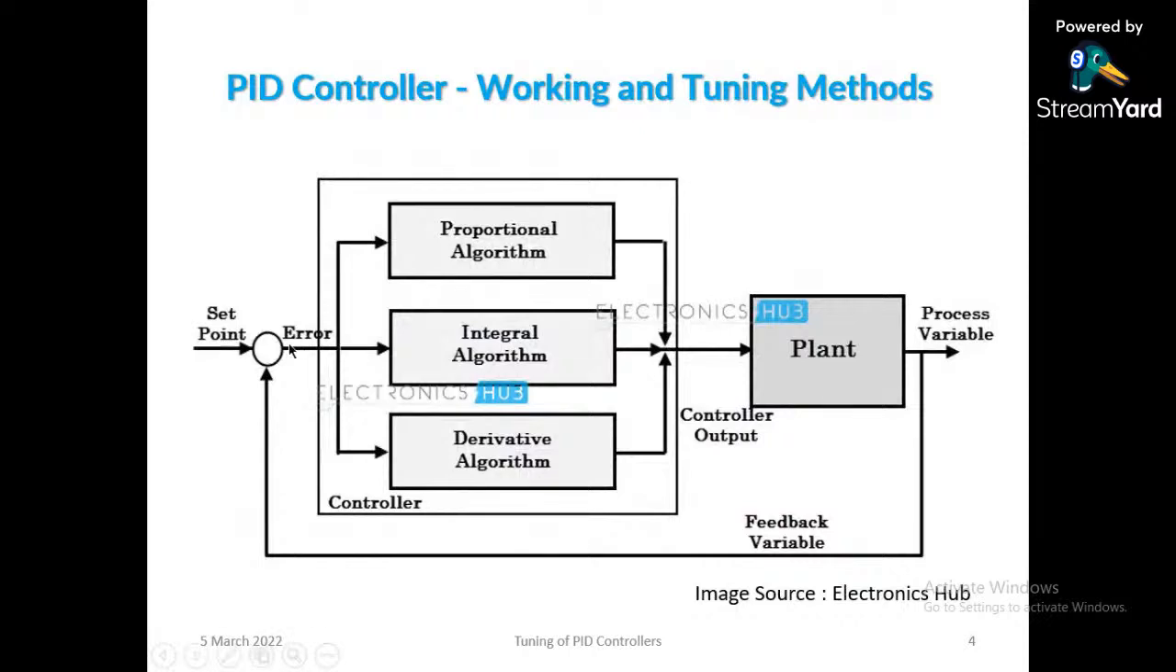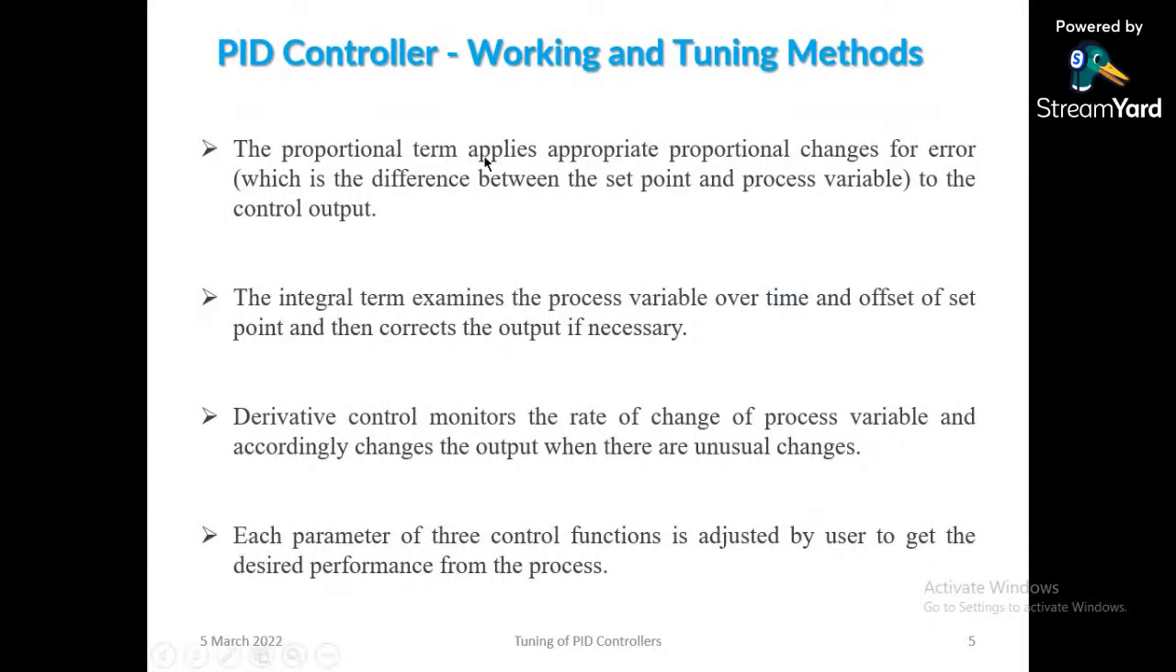See, this was the error here. The difference between set point and process variable is the error. The output of the proportional controller will be proportional to this error. And this integral controller will take the integral of this error, and derivative will differentiate the error signal. The integral term examines the process variable over time and the offset from the set point, and then corrects the output if necessary.